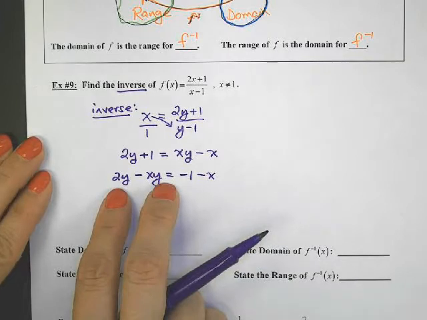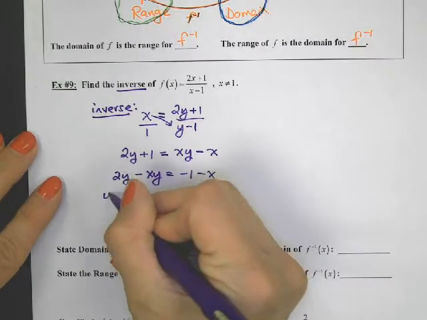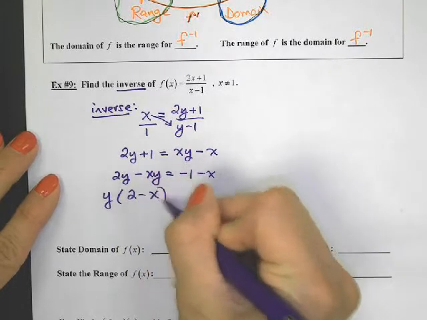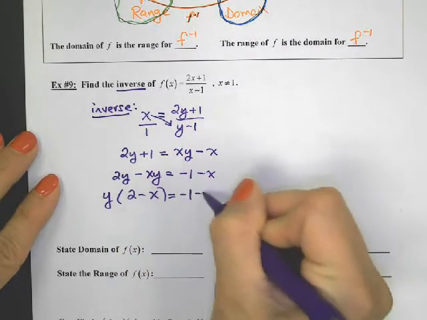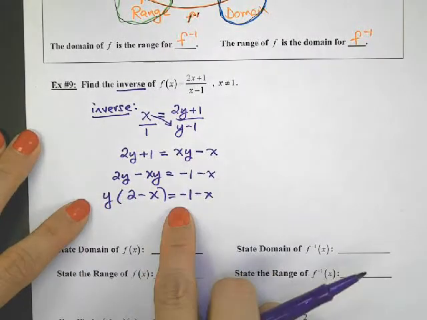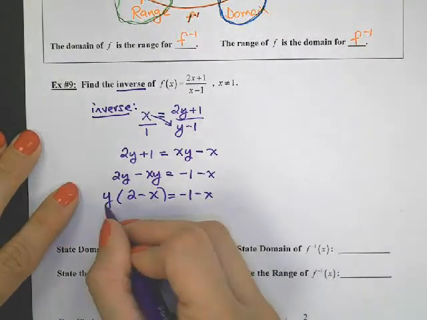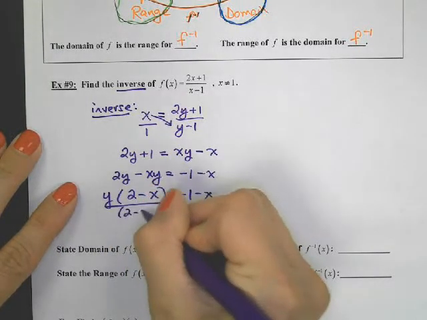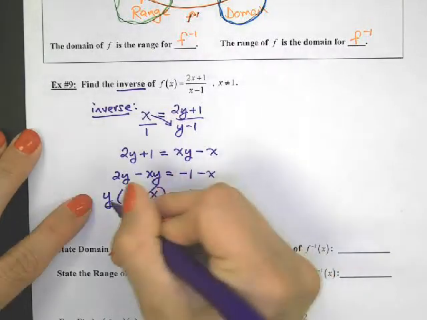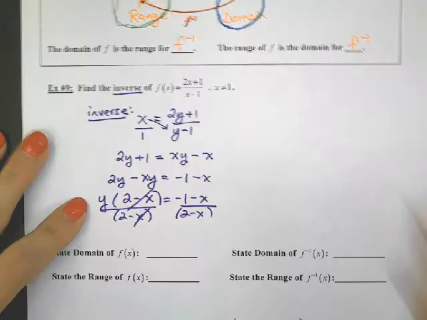When in doubt, factor it out. Let's factor out the y, since they both have 1. Do you see how there's only one y now? Okay, but I'm still a little confused. How am I supposed to make this be y equals? That's right. You divide by that quantity right there. Divide both sides by the quantity, and then we get y equals.